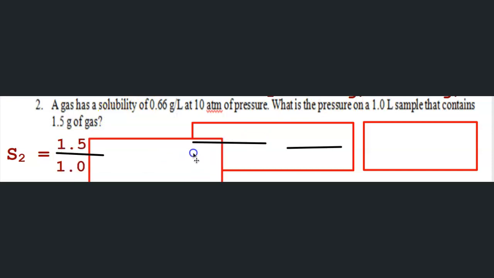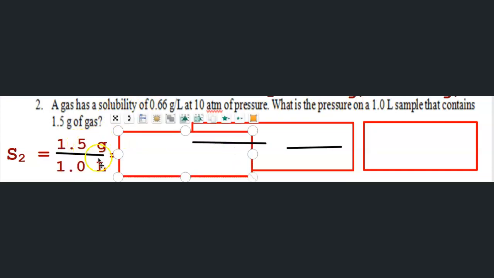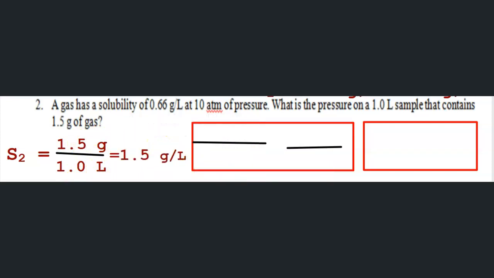And so then we would take our 1.5 grams of gas divided by 1.0 liters as our volume, and you get 1.5 grams per liter. Now, this might be obvious, but in some of the problems you work, you may not always have a volume of 1.0 liters. It just happens to be in these first two problems that that's what the volume is.